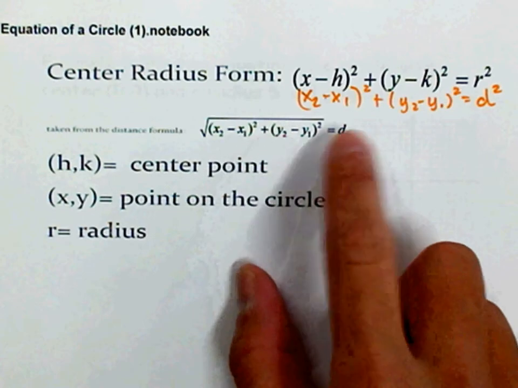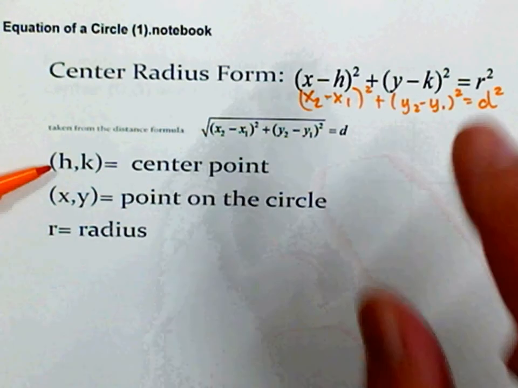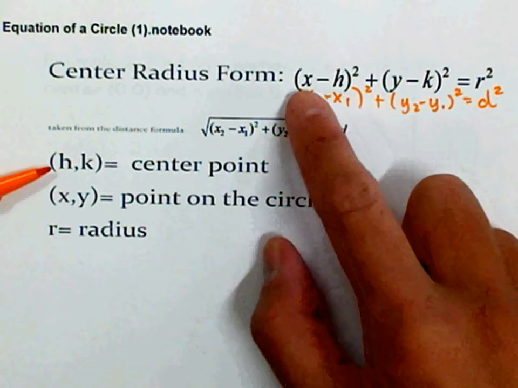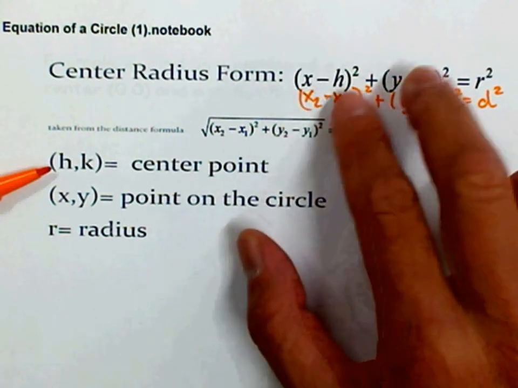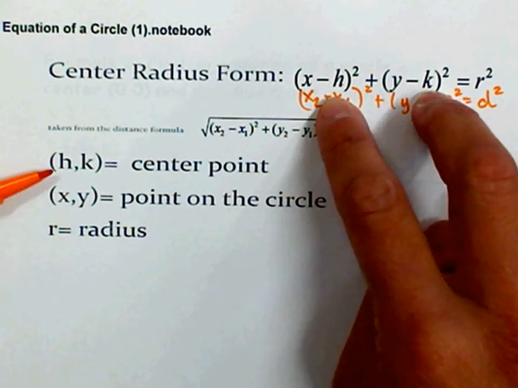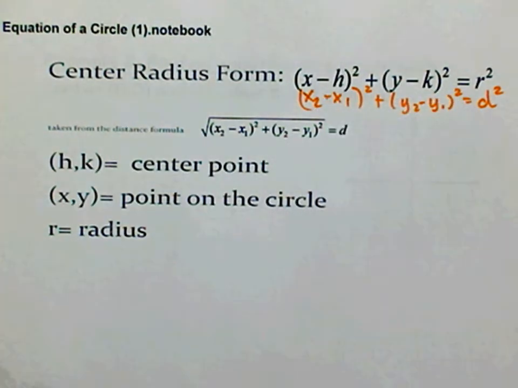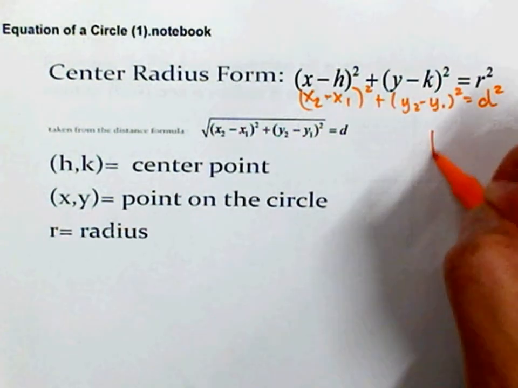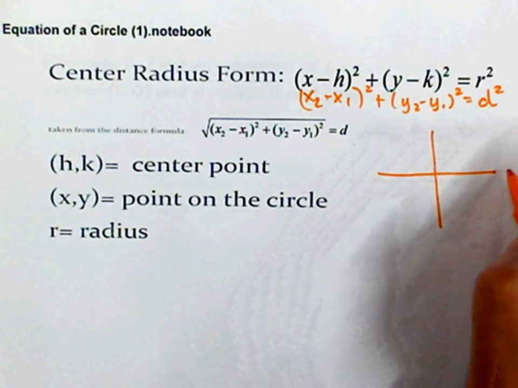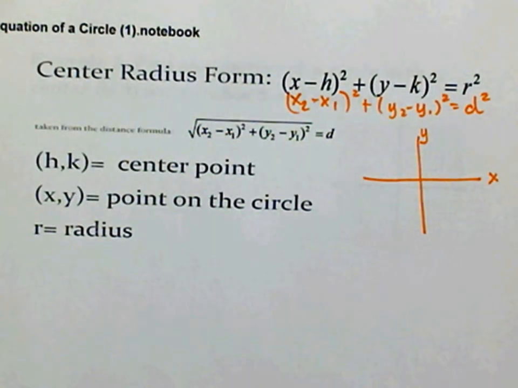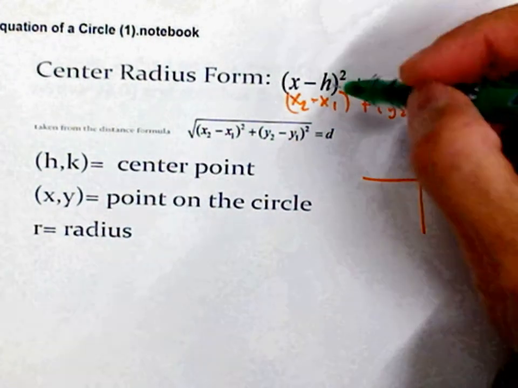So here is your equation of a circle. Basically, this first 2 points, this h and your k right here, is going to be your center, and the distance from the center is your x and your y. So if I have a graph, x, y, okay? Your h and your k is going to be your center.